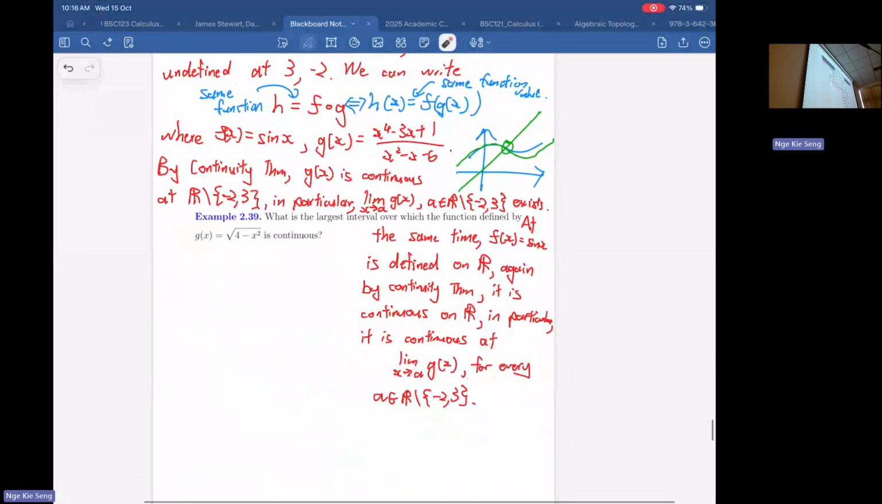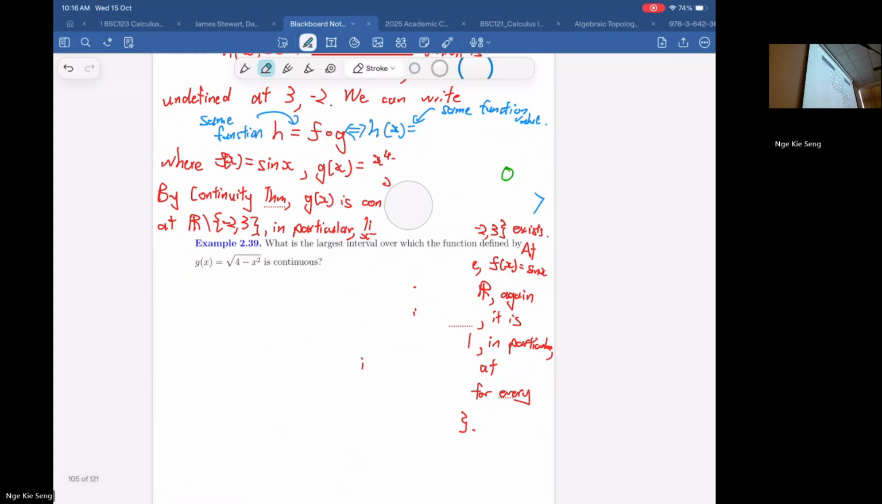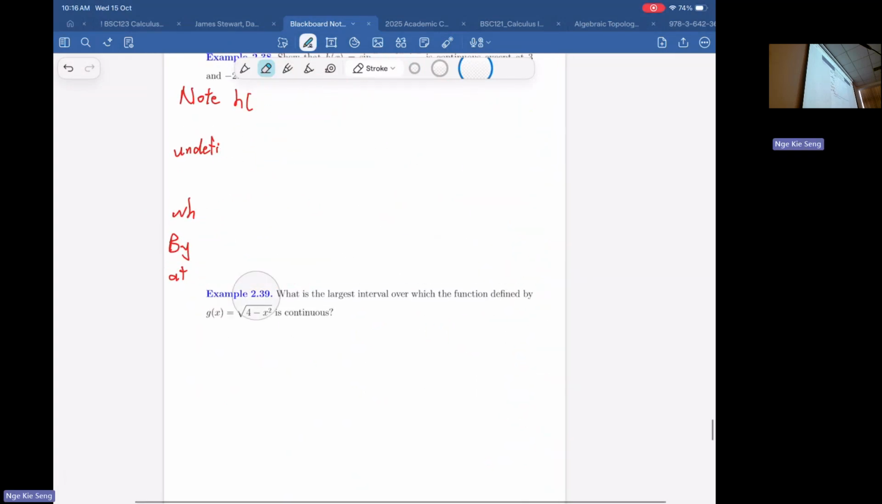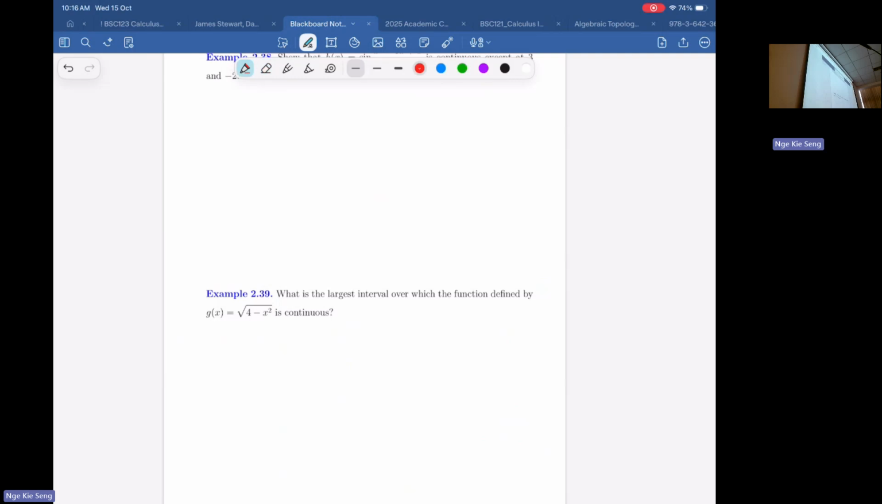Let's remove everything else. Okay, let's do this one. So this function, I'm not sure you still remember that last week I derived with you. Whenever you get this square root of 4 minus x squared here, there's a quadratic hiding inside the square root. What do these points satisfy?